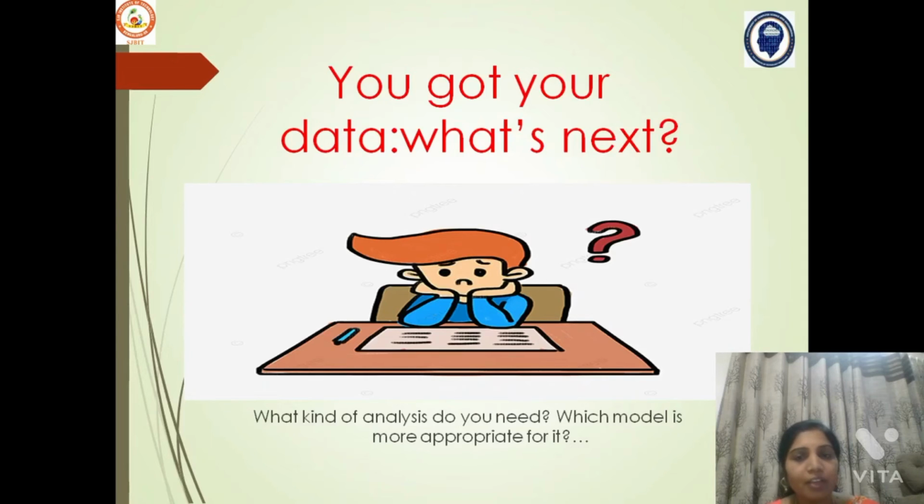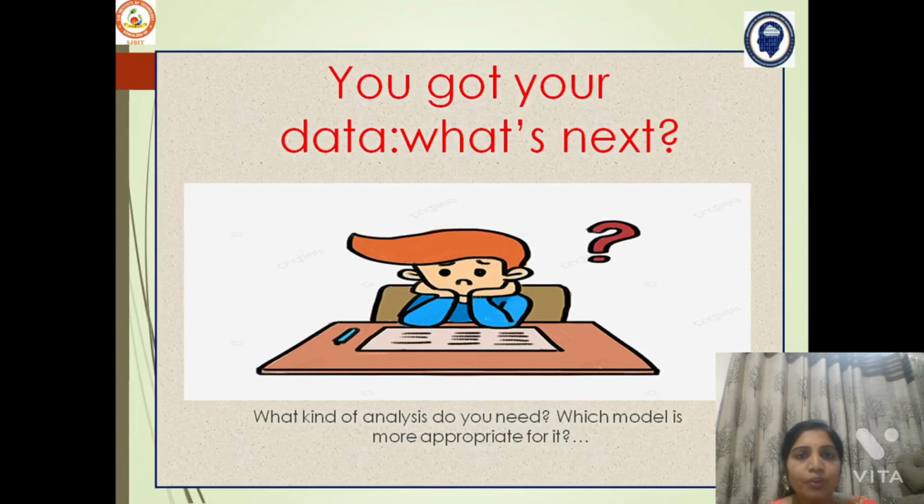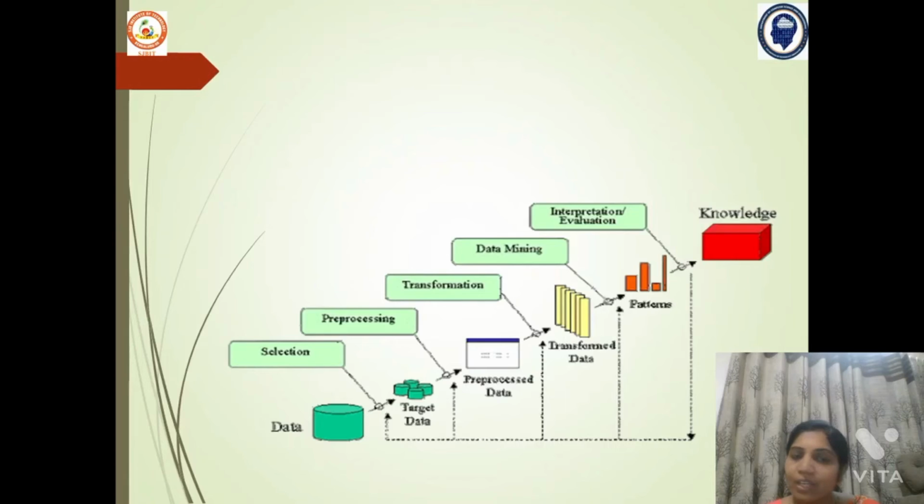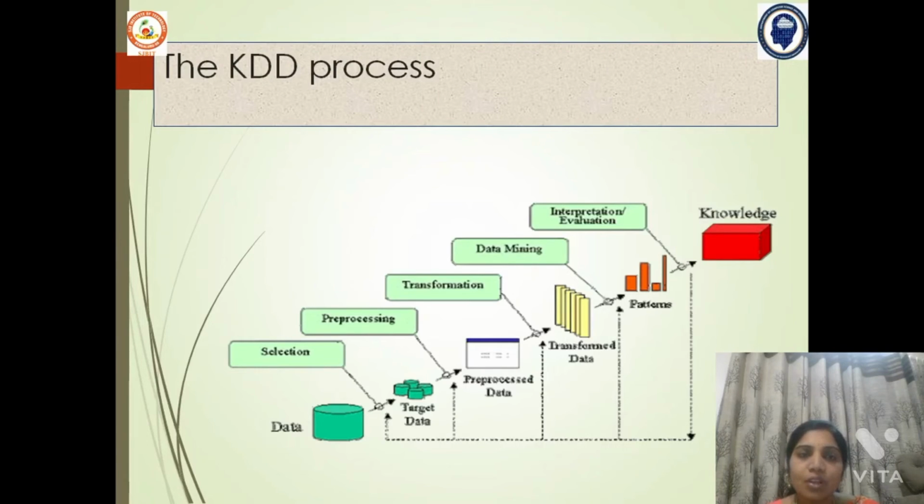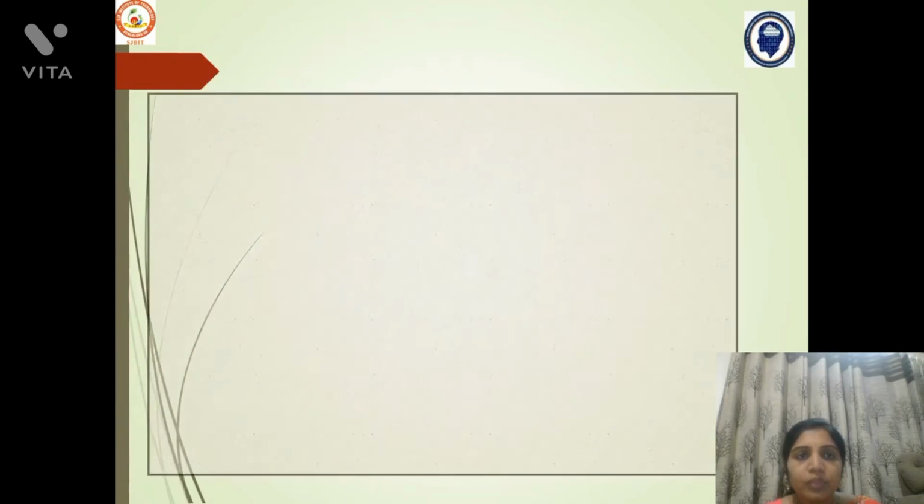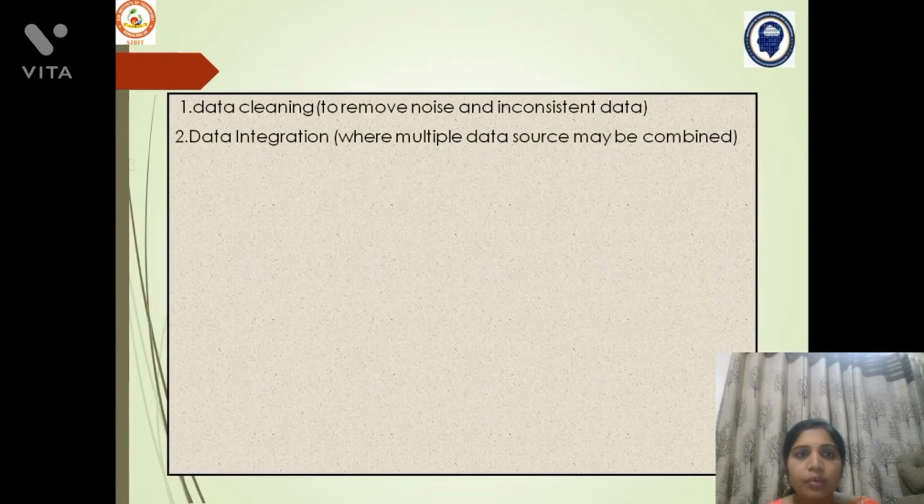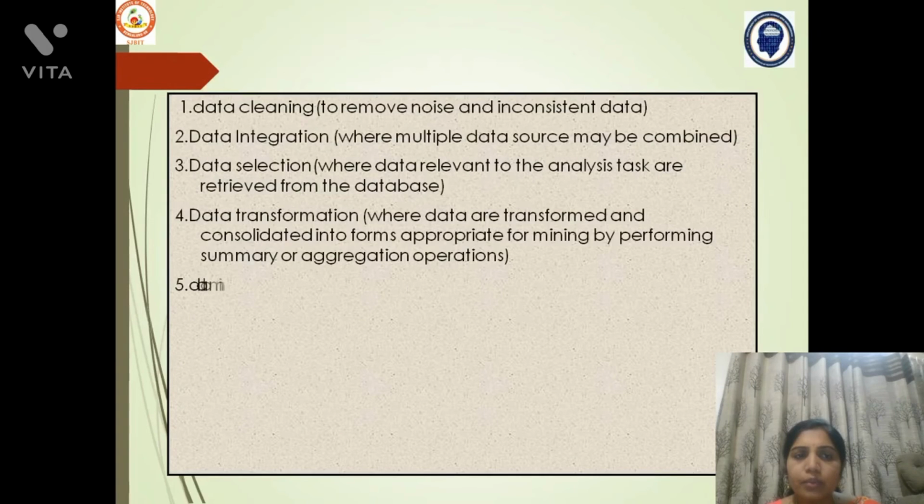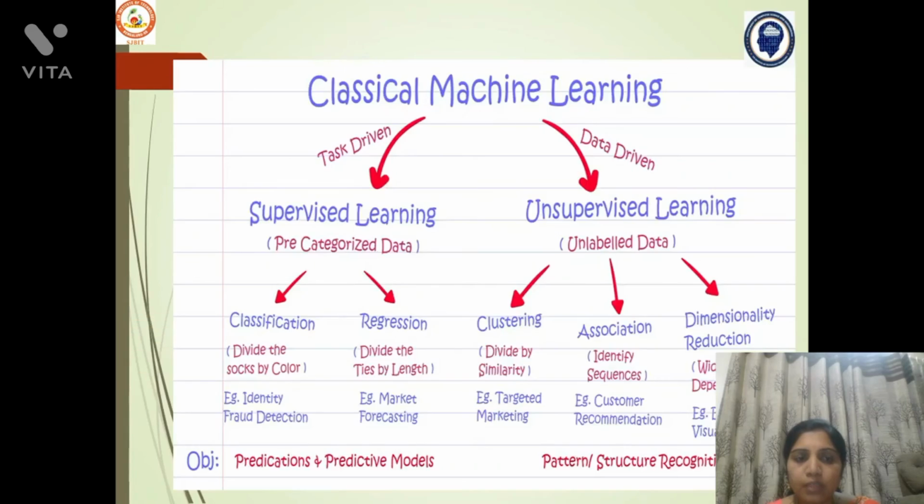Okay, so you got your data, you have the data in the data warehouse. What's next? What kind of analysis do you need? Which model is more appropriate for it? A question arises. That is what you are going to study in this subject. Fine. So here you have the KDD process, the knowledge discovery process, where we have different stages: selection, pre-processing, transformation, data mining, interpretation or evaluation, and at last you have the knowledge. So what is this selection? Data cleaning, data integration, what are these? We are going to learn each one of these.